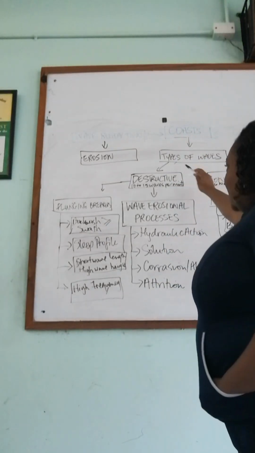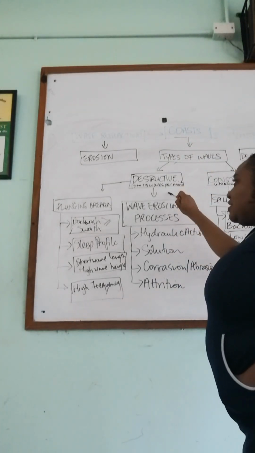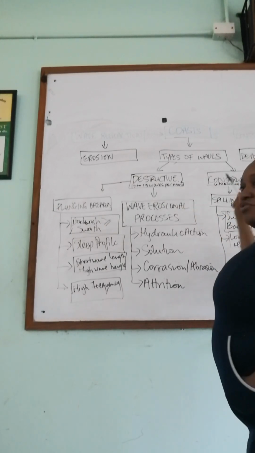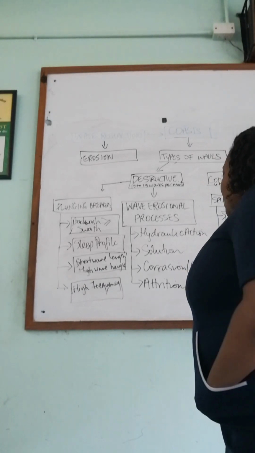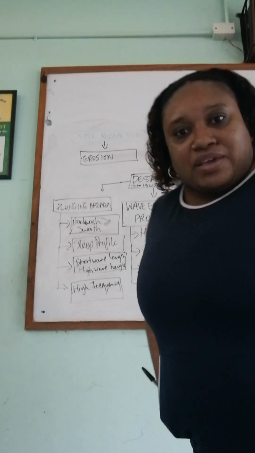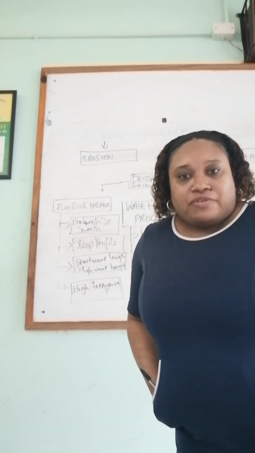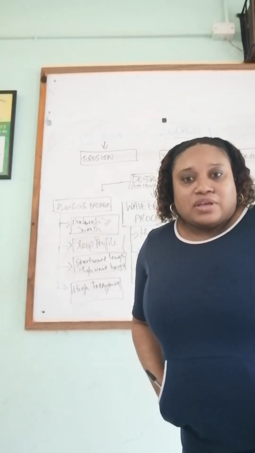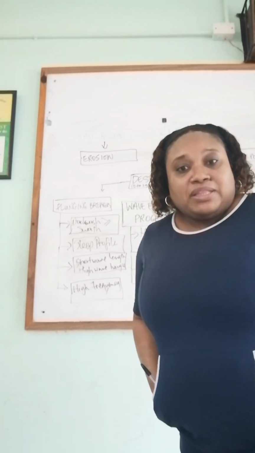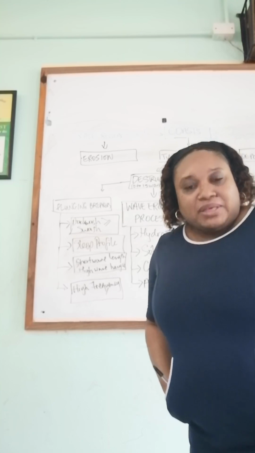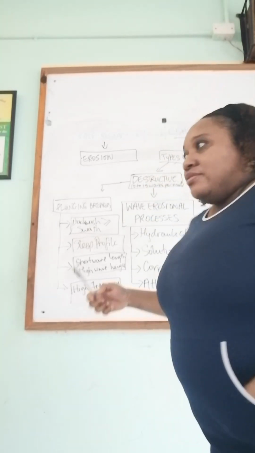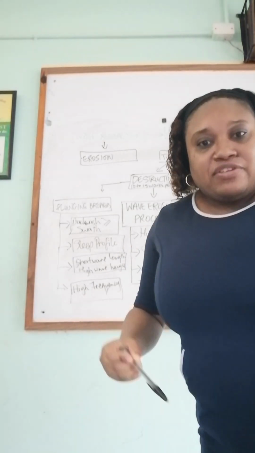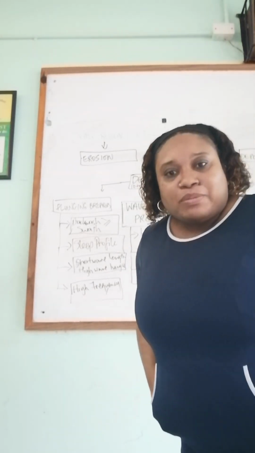So we have two types of waves. We have destructive waves and we have constructive waves. So what are destructive waves? Destructive waves are waves that are formed at a rate of 10 to 15 waves per minute, or over 10 waves per minute, whereas constructive waves are formed slower and have a range between 6 to 10 waves per minute.